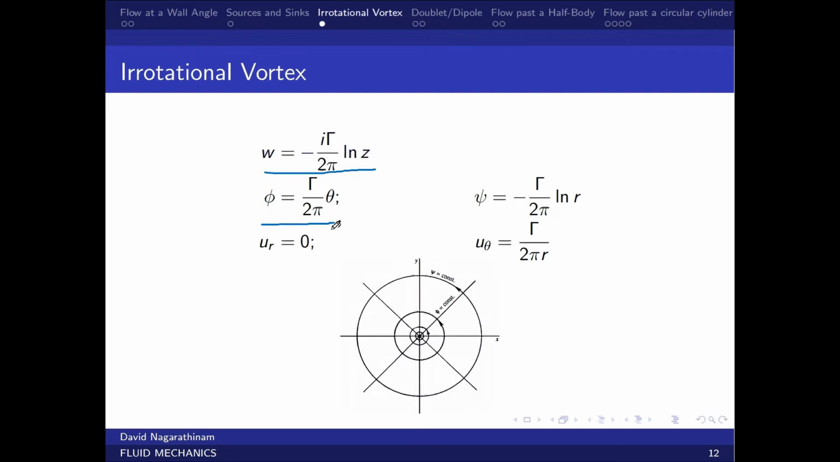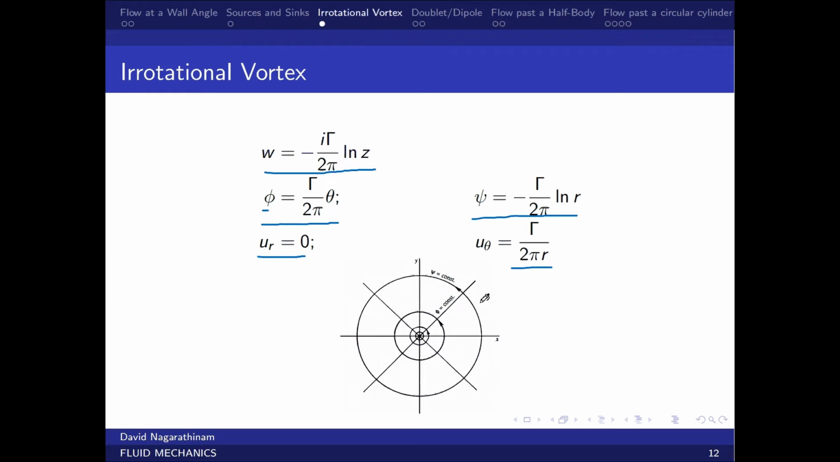Phi in such a scenario becomes of the form as shown here, and psi becomes of the form as shown here. In the case of an irrotational vortex, ur is equal to 0. We can clearly see that upon differentiating phi partially with respect to r, ur is 0. Upon differentiating phi partially with respect to theta, we have u theta being represented by 1 by r times dou phi by dou theta, and in such a scenario u theta becomes of the form shown here.